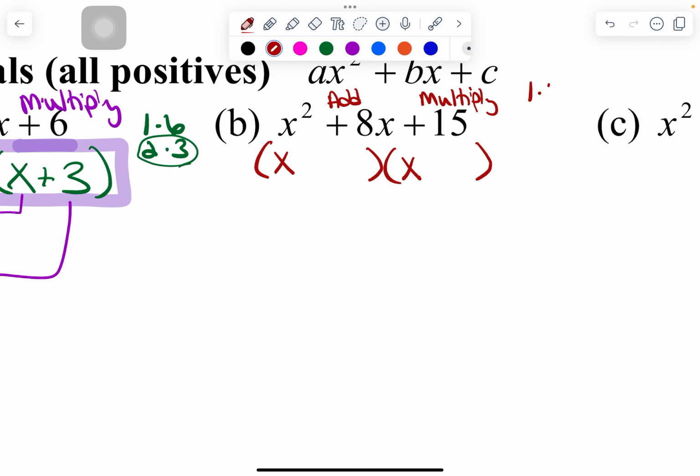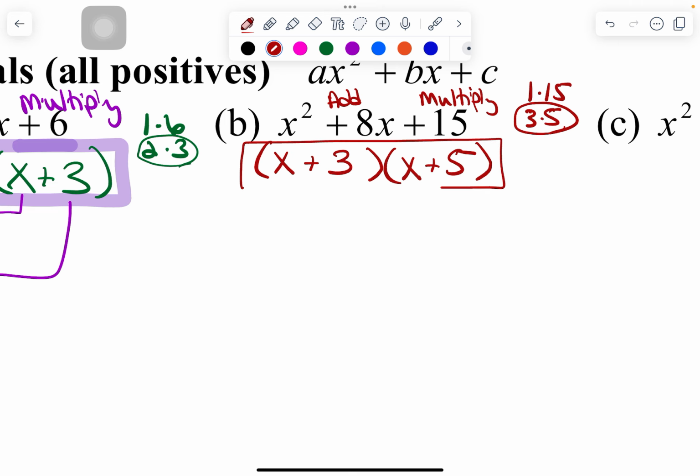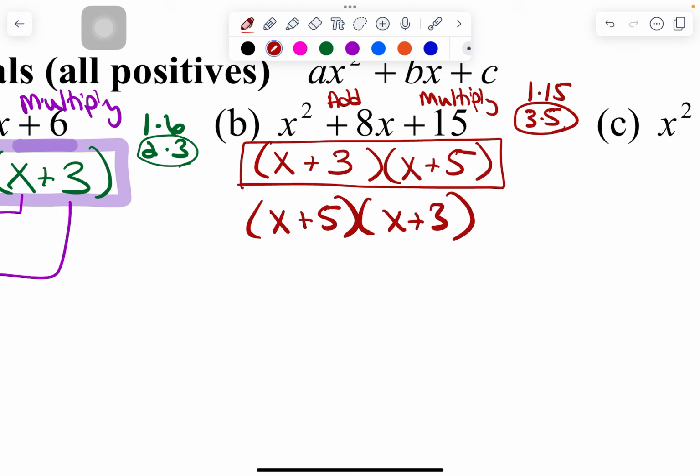So let's see, what multiplies to 15? 1 times 15. Let's see, 3 times 5. There's your pair of factors here. So plus 3, plus 5. The order that you write those answers is absolutely irrelevant. So if on your paper you put down x plus 5 and then x plus 3, these are the exact same answer because the order of multiplication does not matter.